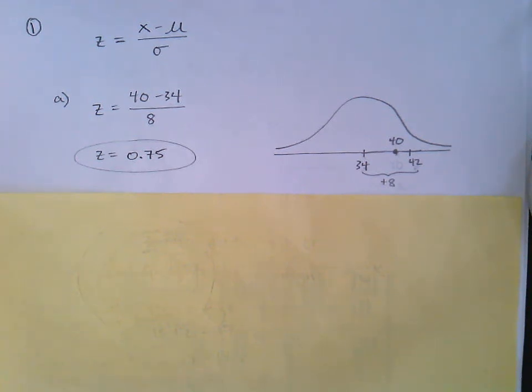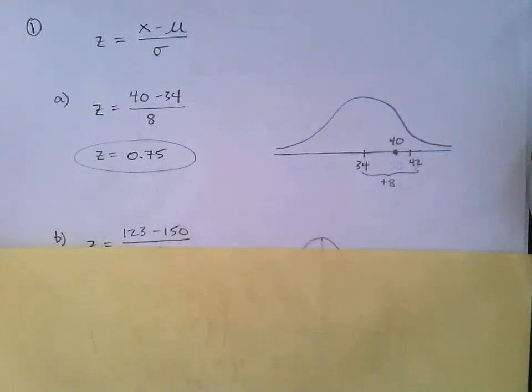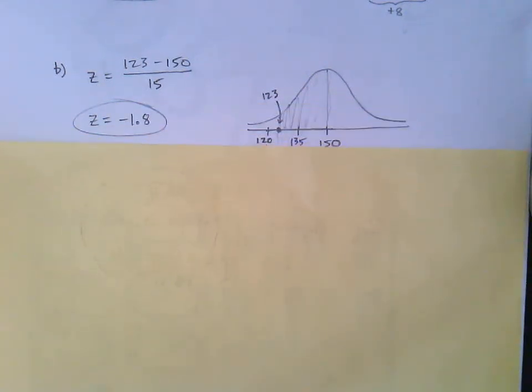Okay, let's go to part B. In part B, x equals 123 with a mean of 150 and standard deviation 15. Well, to find the z-score, it's as simple as the formula, but I'll give you the explanation as well with a drawing. I can't resist. Okay, so we'll plug in our different parts. X is 123, mu is 150, sigma is 15. So 123 minus 150 over 15 would give us z equals negative 1.8.